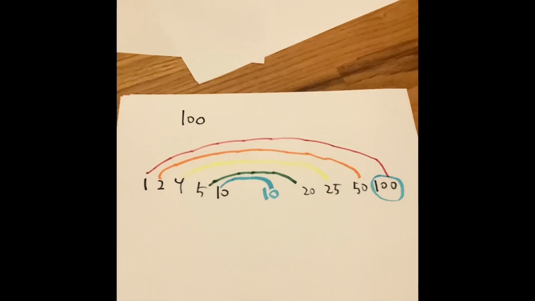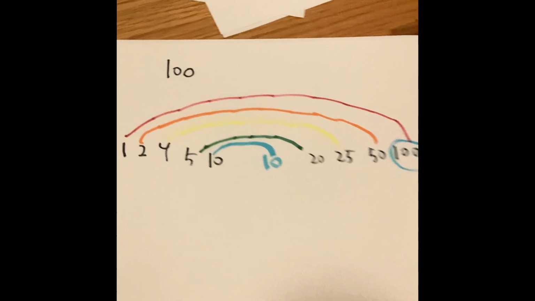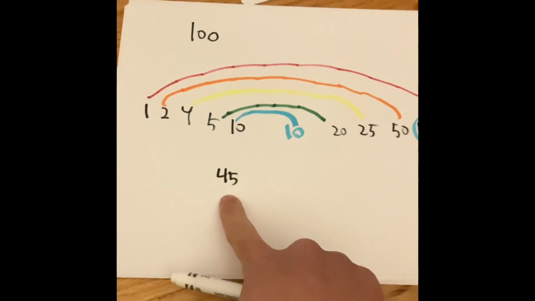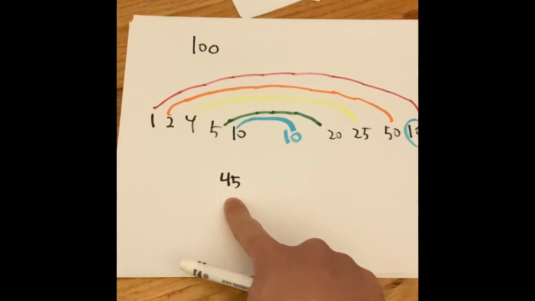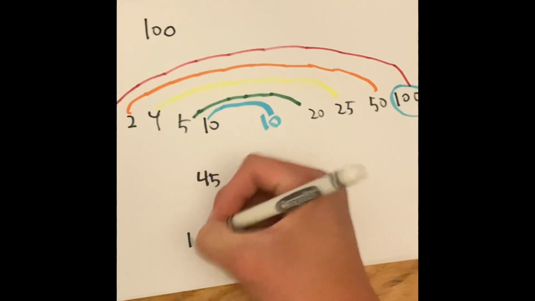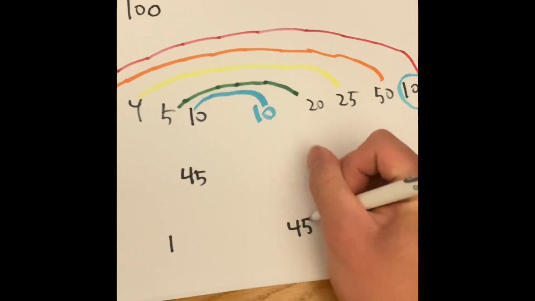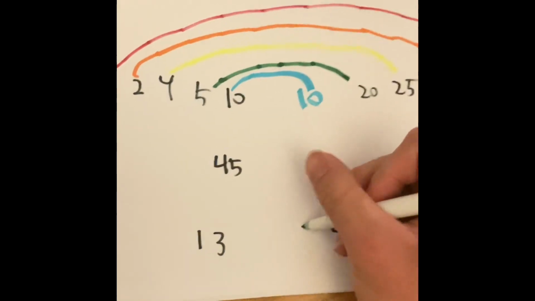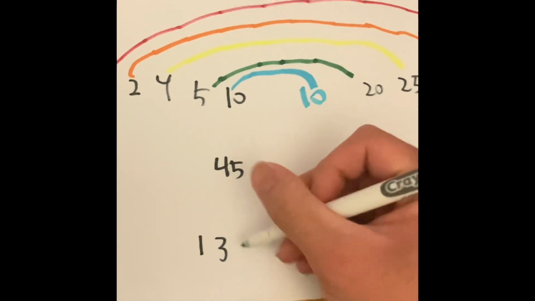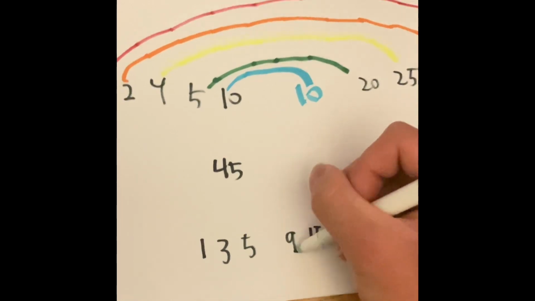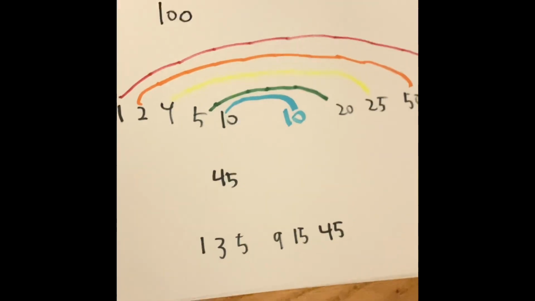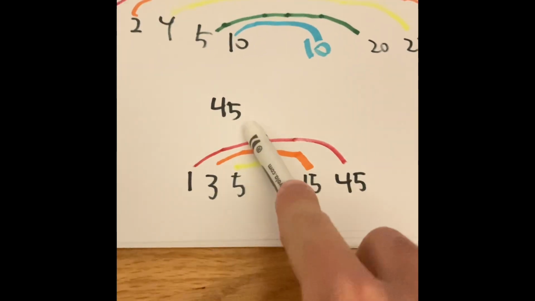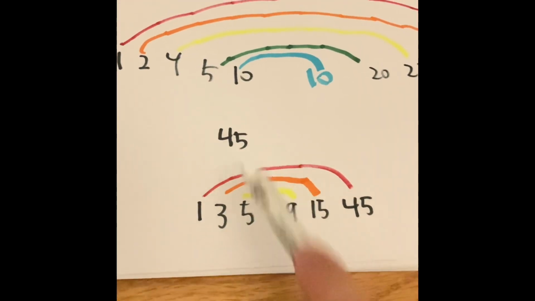Here's an example. If you try to factor the number 45 and see what numbers can be multiplied into 45, we can say 1 and 45, then 3 and 15, and 5 and 9. We can make those a rainbow as well. So here are the factors for 45 that can be multiplied into 45.